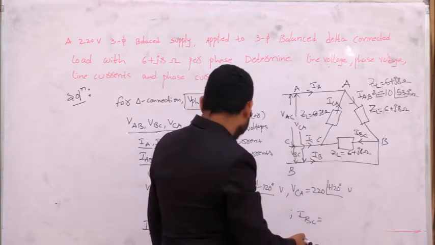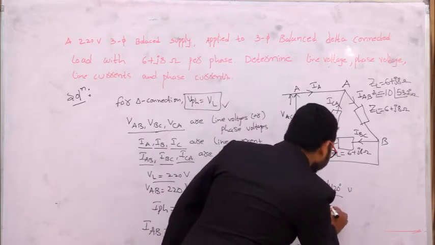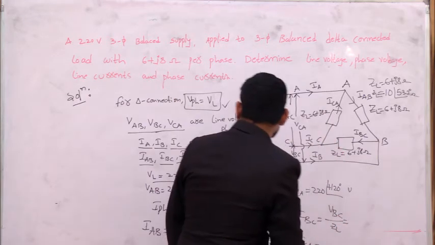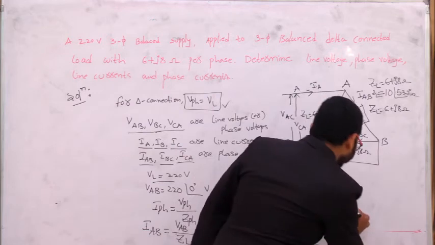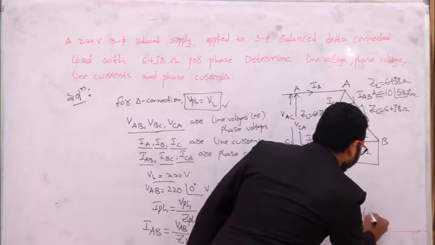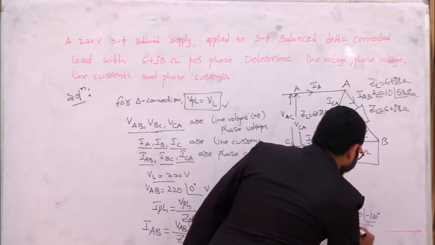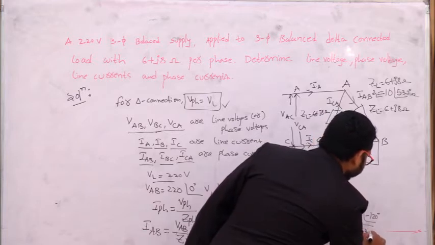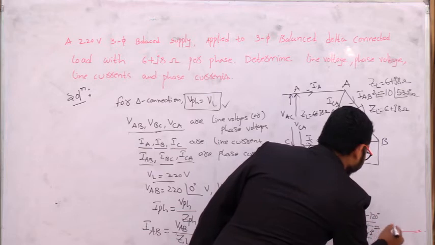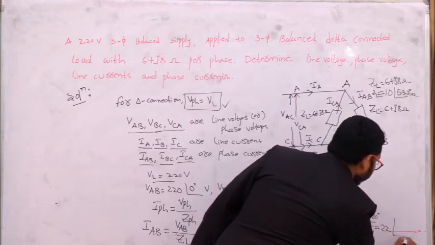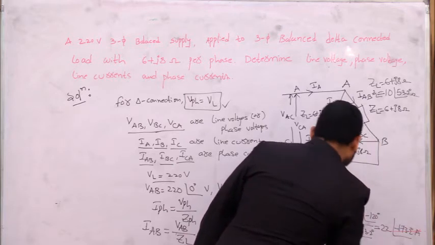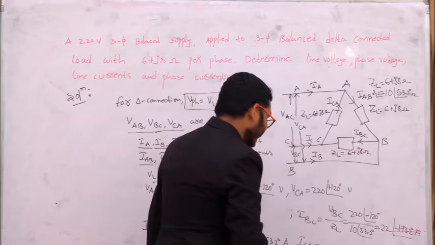So IBC here, the phase voltage is VBC by ZL. What is the voltage? Already we have derived 220 at an angle minus 120 degrees by 10 at an angle 53.2 degrees. It means you can write it as 22 at an angle minus 173.2 degrees amperes, okay.